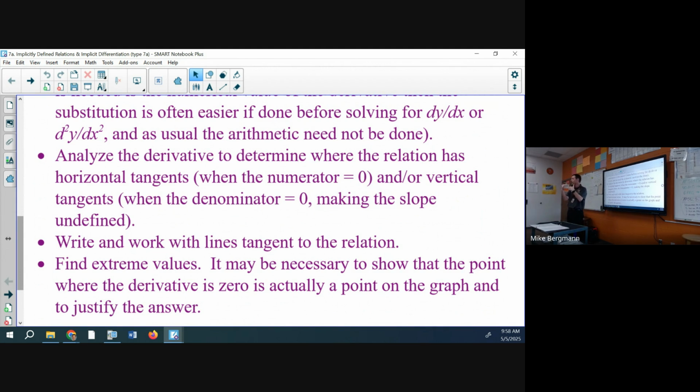Okay, don't set both of those equal to 0. That creates a hole, okay, which could be asked, but is unlikely. Normally, you're asked for tangents of either horizontal or vertical nature there. Write and work with lines of tangent to the relation.